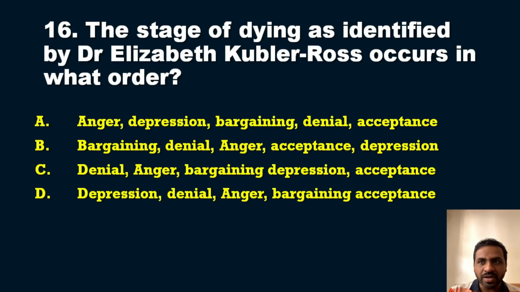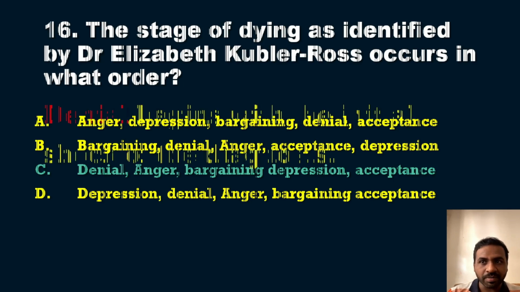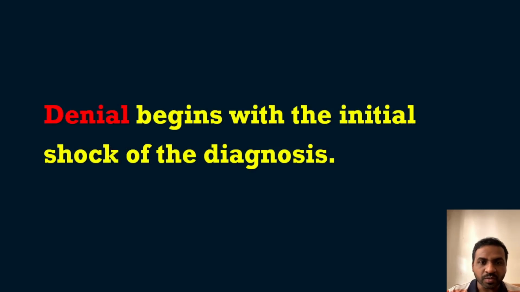Okay, so in which order is the stage of dying happening? That's a question for you. This is also a very important question from psychology, and option C is the answer. DABDA, that is denial, anger, bargaining, depression, and acceptance. These are the stages of dying identified by Dr. Elizabeth Kubler-Ross. So what is denial?